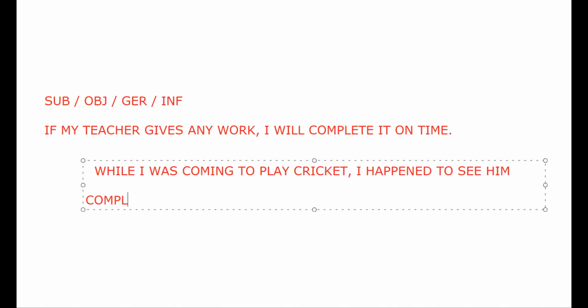Sir, complex sentence. Where is the clause? While I was coming to play cricket is a clause. It's a time clause. Okay. Do you have phrases here? Yes. Was coming is a verbal phrase or verb phrase. And to play cricket, oh, this is an infinitive phrase. Got it. And happened is a verb. Okay. To see him is again an infinitive.